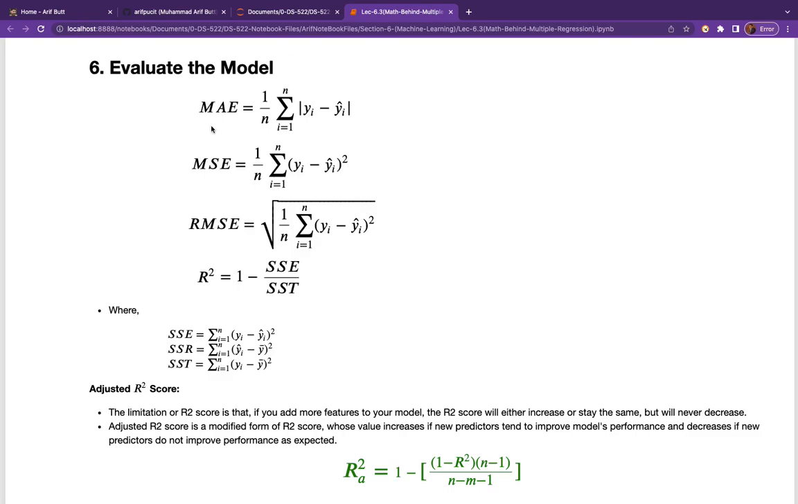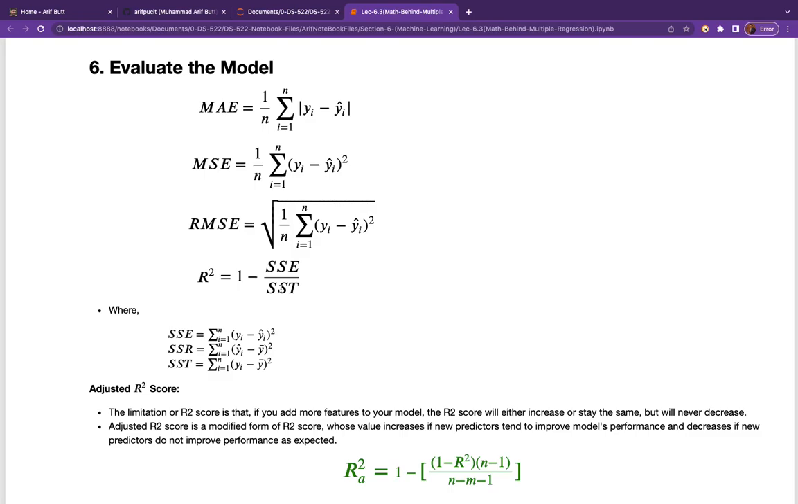We of course talked about mean absolute error, mean squared error, and root mean squared error in detail in our previous session, whose formulas are shown over here. In the last session, we also talked about the R2 score, also known as the coefficient of determination, which tells us how much variance in the dependent variable can be accounted for by observing the variance in the independent variable. The most common formula to compute the R2 score is 1 minus the sum of squares due to error divided by the total sum of squares.